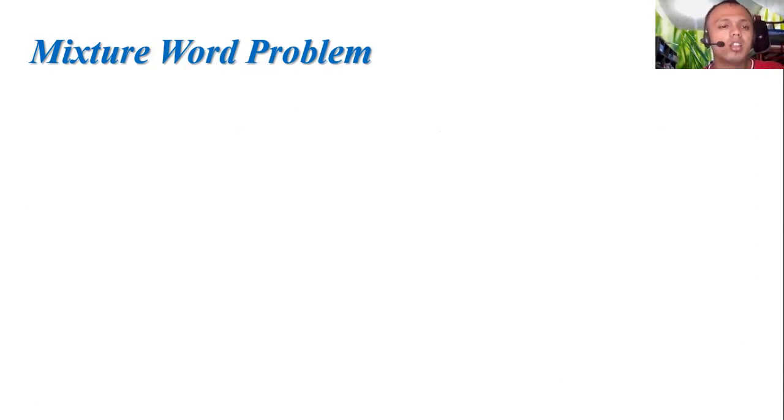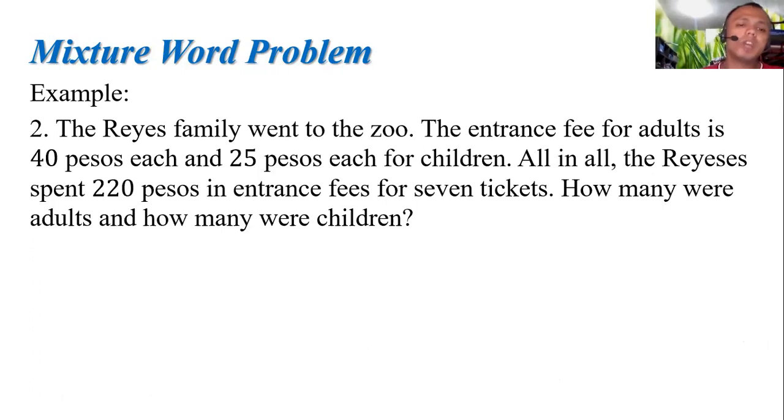Okay? Then another one. The Reyes family went to the zoo. The entrance fee for adults is 40 pesos each and 25 pesos each for children. All in all, the Reyeses spent 220 pesos in entrance fees for 7 tickets. How many were adults and how many were children? Kasi hindi sinabi dito kung ilan yung adult at yung children.